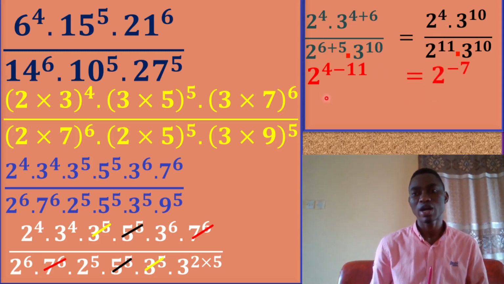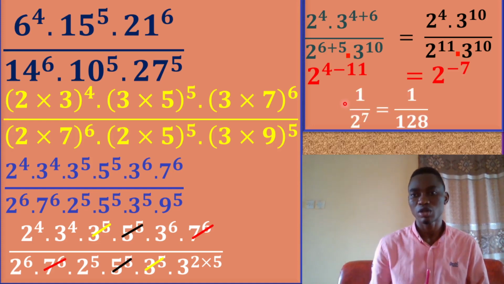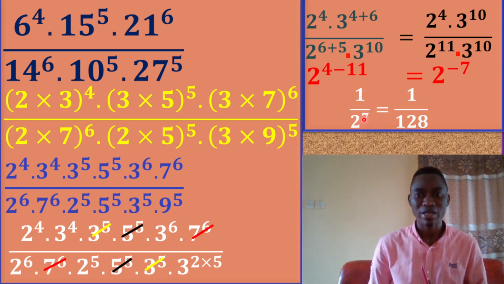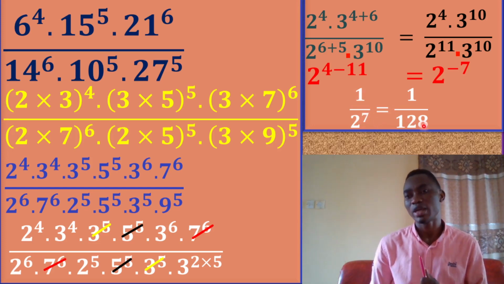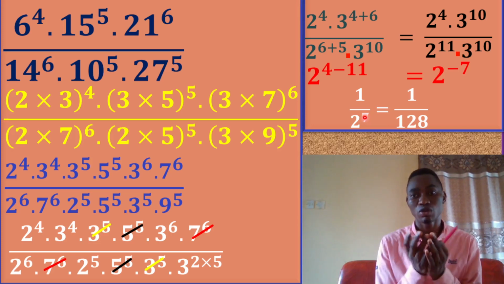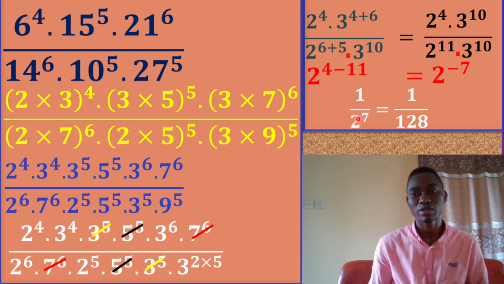So what we have here is 2 power minus 7. And here we can apply the negative index, which we treated in our previous topic. So finally, we have 1 over 2 raised to the power of 7. And 2 power 7 is what? 128. Is that clear? 2 power 7 means 2 times 2 times 2, 7 times. So that is how 2 power 7 gave us 128.